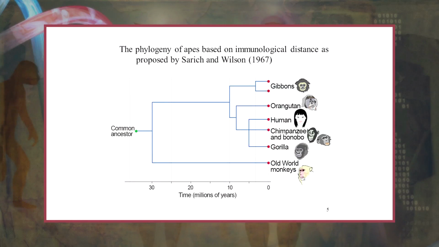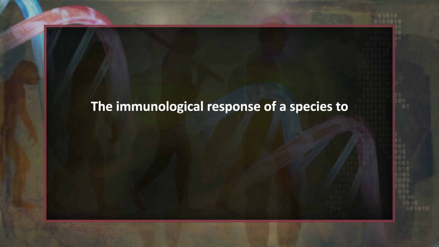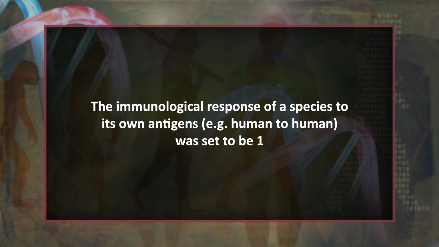One of the first molecular studies, published in 1967, measured immunological distance between different primates. The study measured the strength of immunological response that an antigen from one species, that is human albumin, induces in the immune system of another species, that is chimpanzee, gorilla, and old world monkeys. Closely related species should have similar antigens and therefore weaker immunological response to each other's antigens. The immunological response of a species to its own antigen, that is human to human, was said to be 1.